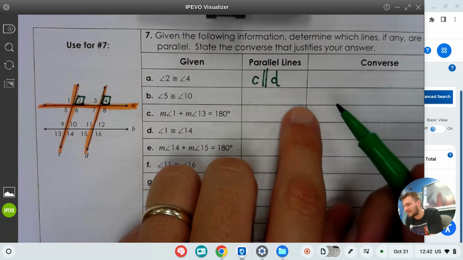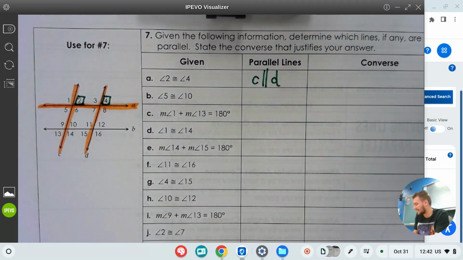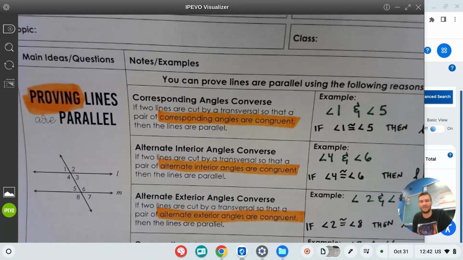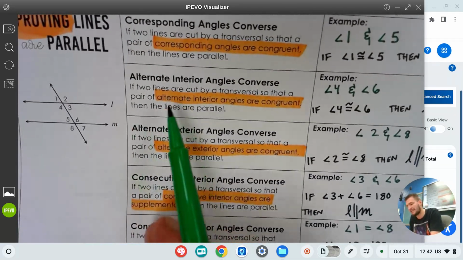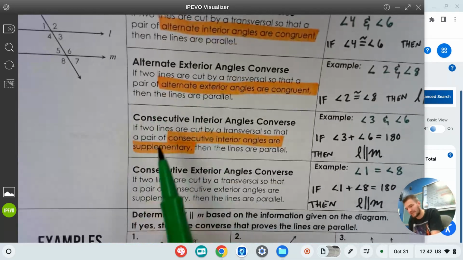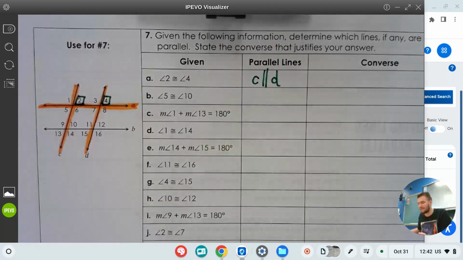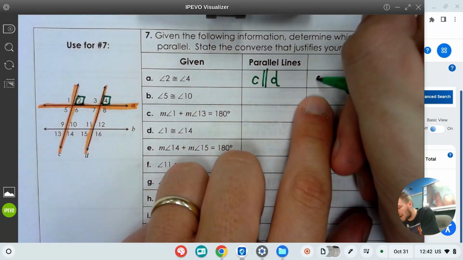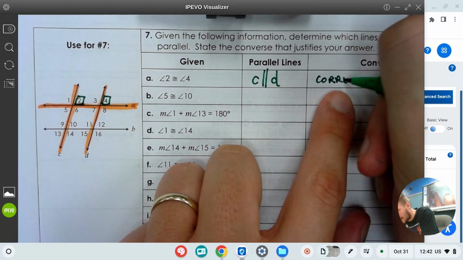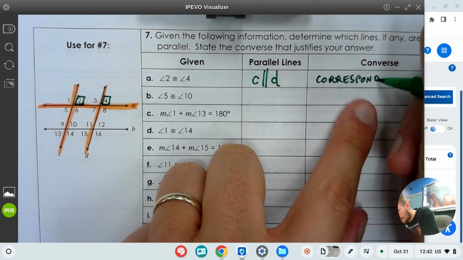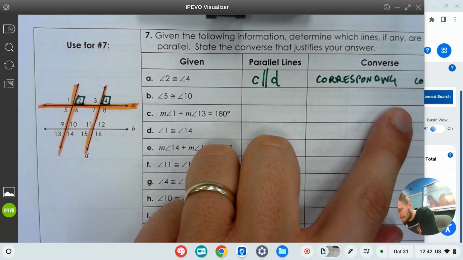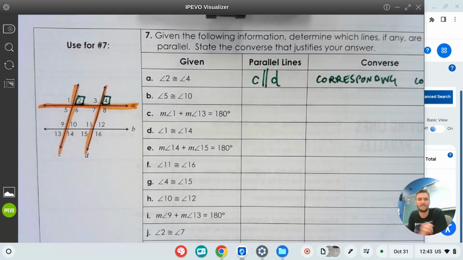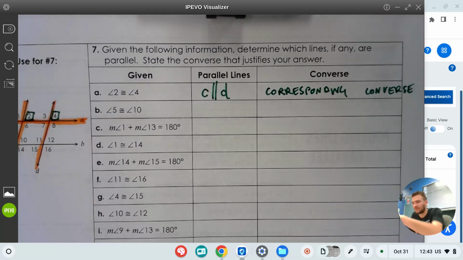What converse did we use? Well, that's just taken straight from the list on the front. It's either the corresponding converse or the alternate interior converse or the alternate exterior converse. You just slap converse on the end. These two are corresponding. So I'm going to write corresponding converse. Good to go.